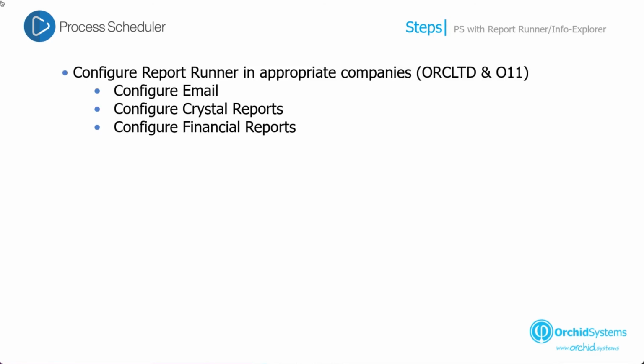We're going to have a look at the steps of using Process Scheduler with Report Runner and Info Explorer. We're going to briefly have a look at the Report Runner configuration for Crystal reports and financial reports in the two companies that we're going to schedule the reports for. We're going to check that you need to configure the email in Report Runner for sending emails. You need to configure the Crystal reports, and you need to configure the financial reports. And we also need to configure the Info Explorer cubes for the companies that we want the cubes to run in.